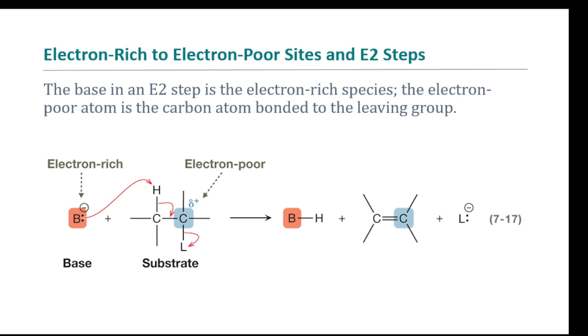Okay, so let's talk a bit about electron-rich to electron-poor sites in our E2 step. Here again we have the base. It's going to be attacking an electron-poor site. Now notice there's two electron-poor sites here. There's the hydrogens that are adjacent, right? And then there's the carbon right here. Those are the electron-poor sites. And so who here thinks there might be competition between those two sites?